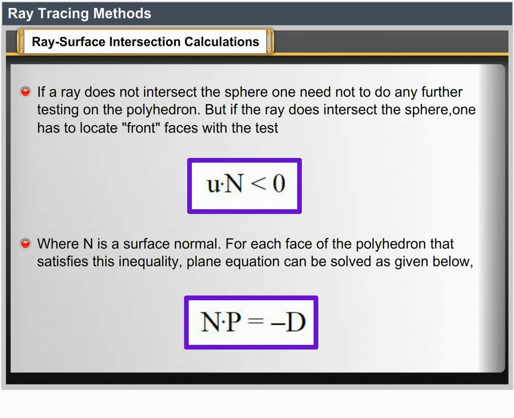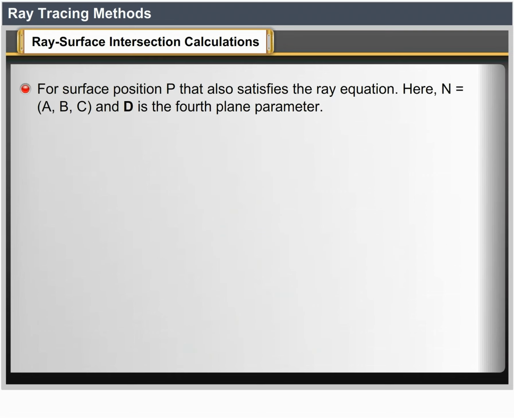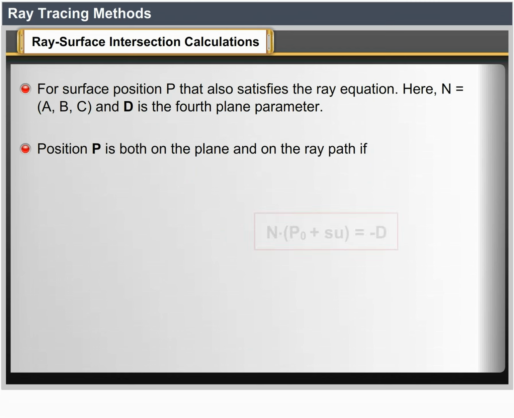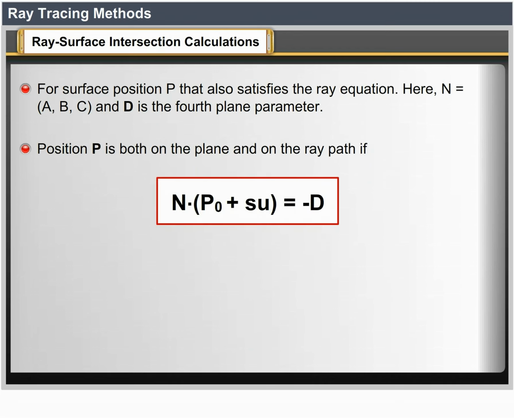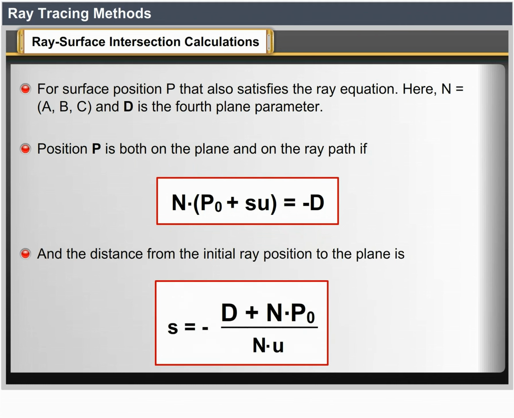For surface position P, that also satisfies the ray equation. Here n equals (a, b, c), and d is the fourth plane parameter. Position P is both on the plane and on the ray path if n · (P0 + S u) is equal to minus d, and the distance from the initial ray position to the plane is S equals minus (d + n · P0) over n · u.